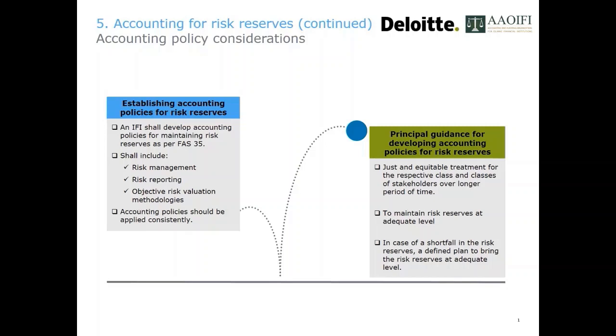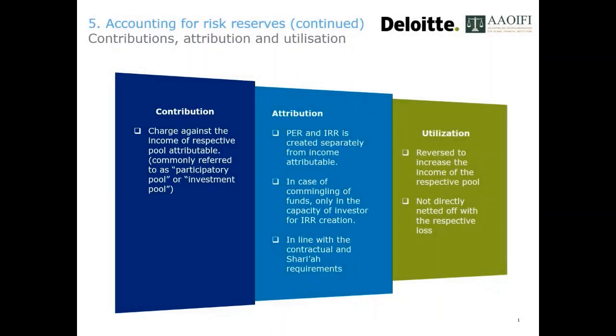Okay, as far as the development of the accounting policies is concerned, there should be just and equitable treatment for the respective class or classes of stakeholders over a longer period of time. Maintenance of risk reserve at an adequate level, as well as, in the case of shortfall in the risk reserves, a defined plan to bring the risk reserve to an adequate level. Now, looking at slide 10, it outlines the accounting for contribution, attribution, and utilization. Let's start with the accounting for the contribution for the risk reserves.